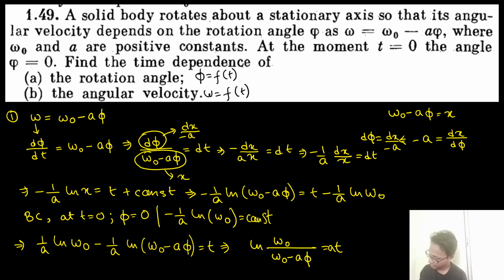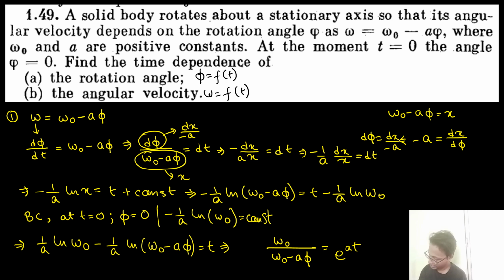So if I expand this, if I put e on both hand sides, that means e to the power at, e to the power at. What would happen? The ln would disappear, because e to the power ln of anything is nothing but that value. So e and ln would get cancelled.